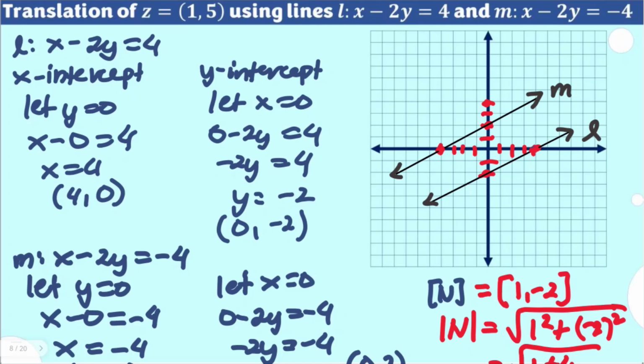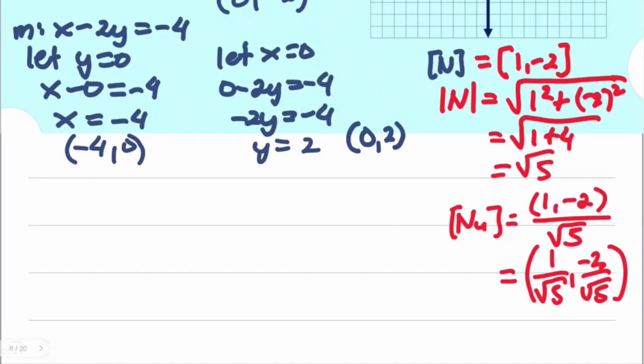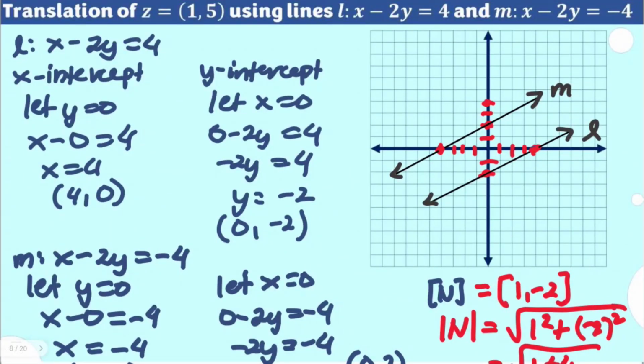At the same time, we're able to identify the unit normal vector for the normal line that is actually perpendicular to both of these. We'll be using them as we determine the translation of point Z, (1, 5), which can be found here. 1, 1, 2, 3, 4, 5. So Z is actually here.